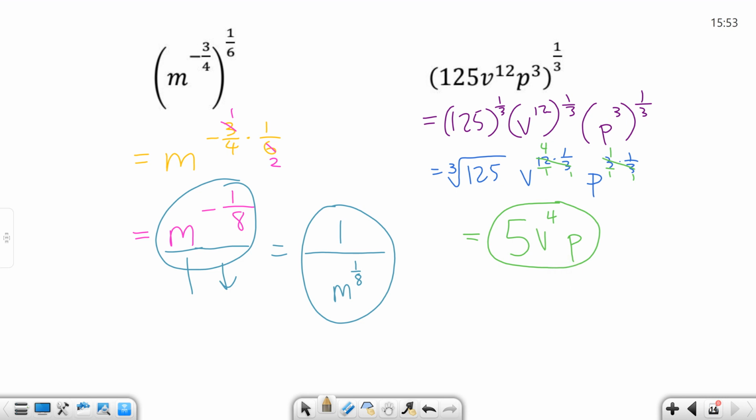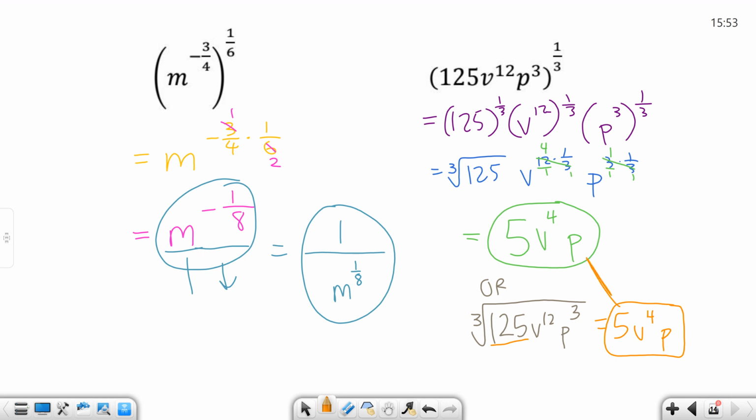Now what if I said, okay, let me go back and look at this by the other method I said, or I could have said this is the cube root of 125 v to the 12th p to the 3rd, right? So I say, okay, well, how do I do that? Well, the cube root of 125 is what? 5. How many times does 3 go into 12? 4 times. So that's v to the 4th with how many left over? None. There's none left under the radical right now. 3 goes into 3 how many times? 1 time. That's where I get the p to the 1st with nothing left over. So it doesn't matter which way I do this. We get the same answer there.